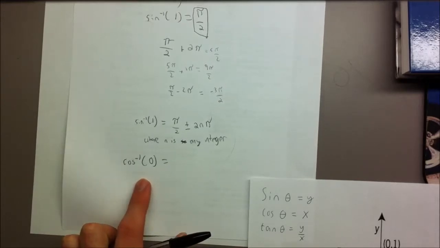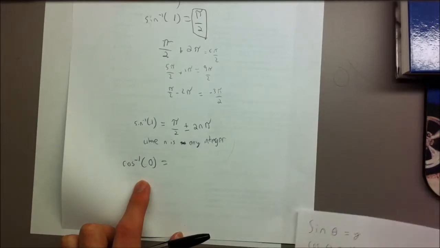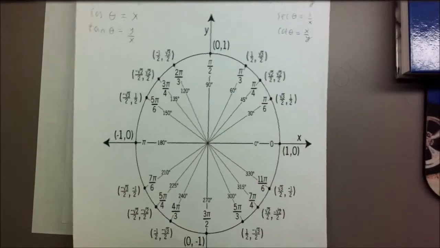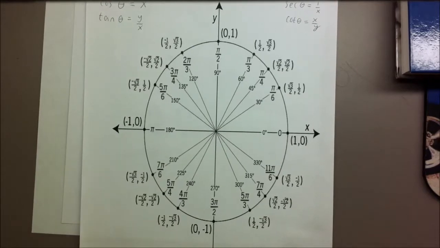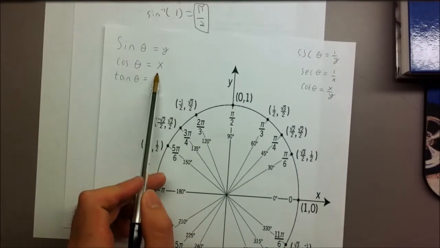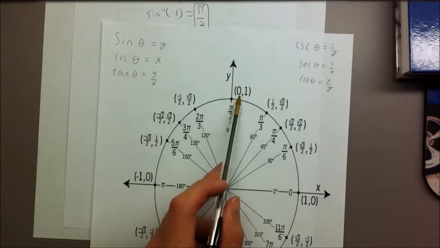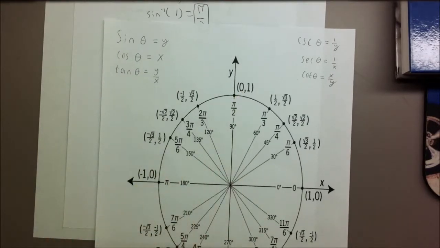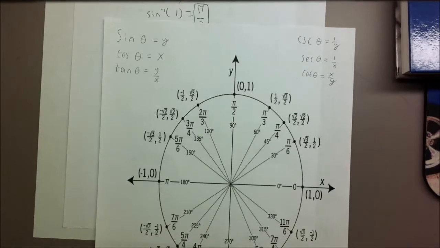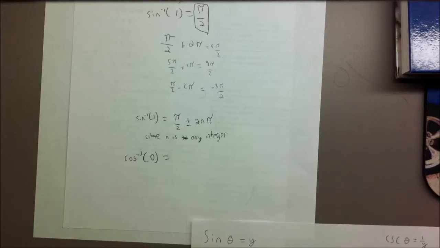And you know, there's going to be infinitely many places where this is true. So let's look on the unit circle. Let's bring this up. So where is cosine equal to 0? Well, let's see. We've got cosine is the x value, right? So pi over 2 is where it's equal to 0, and the other part is 3 pi over 2 down here.